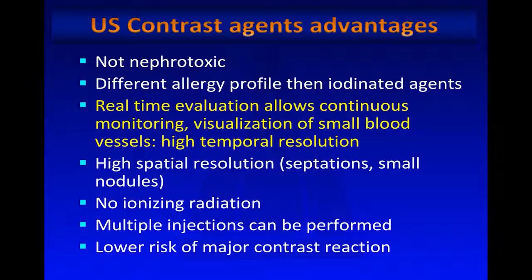So there's a very high temporal resolution, unlike CT or MR, where we can only image at a certain point in time. If you're looking at a tumor, for example, you can see its entire vascular pattern from the early arterial phase to the late phase. Ultrasound also has a high spatial resolution to look for septations and small nodules. Another advantage, of course, is that there's no ionizing radiation.